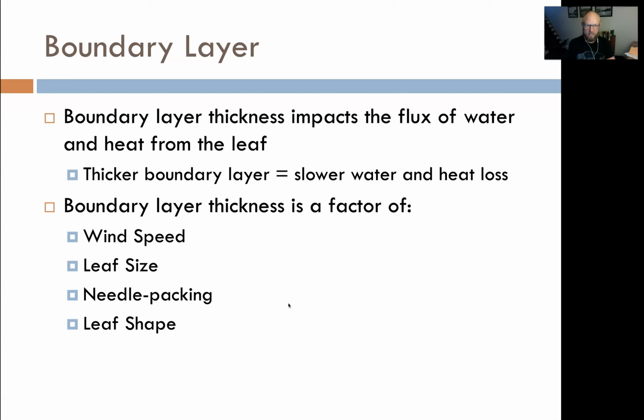So boundary layer thickness impacts the flux of water and heat from a leaf. Remember, a thicker boundary layer results in slower water loss and heat loss from a leaf. The boundary layer thickness is related to wind speed. So with slow wind speeds, you have a thicker boundary layer. Leaf size, remember big leaves have bigger, thicker boundary layers. Needle packing, which we're going to talk about in a second, and then leaf shape. And we won't talk about leaf shape that much. It has a smaller impact on boundary layer than those other factors.